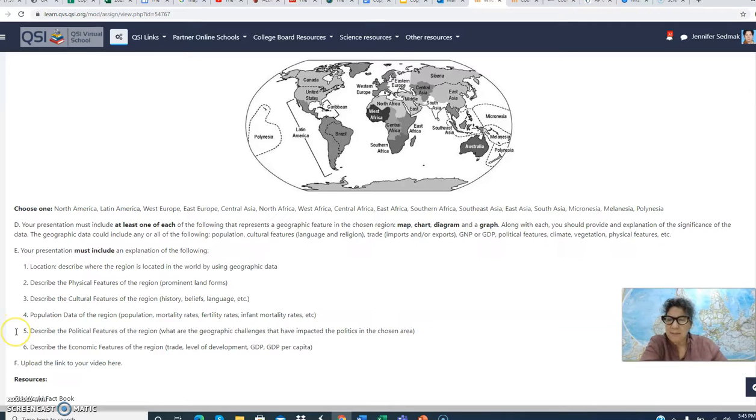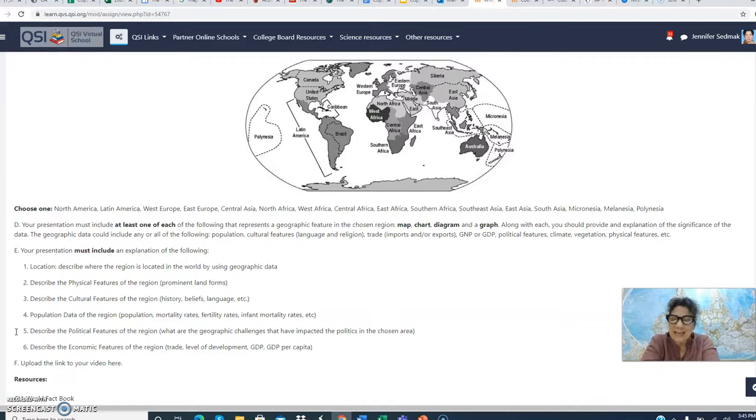Then you need to present political features. What are some of the political challenges in the region that you are investigating? For this, I might suggest that you go to CIA World Factbook. That would be very helpful. You could compare the different political features of the countries in the region. Really, the ideas for how you will present political features are open and endless.